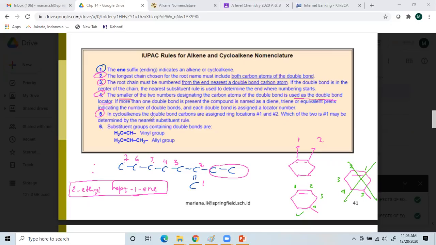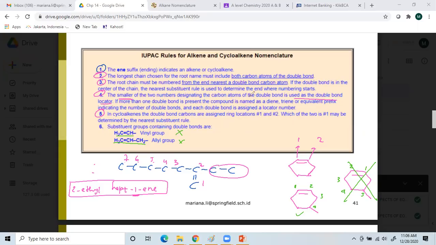Rule 5: in cycloalkenes, the double bond carbons are assigned ring locations 1 and 2. Which of the two is first may be determined by the nearest substituent rule. The substituent groups containing double bonds are the phenyl group, CH2=CH, or the allyl group, CH2=CH2. Phenyl or allyl. But I think for S level, we cannot see this in past paper questions. This is very rare.